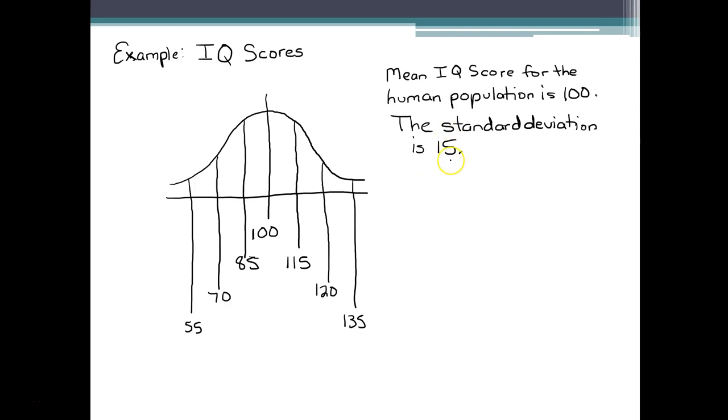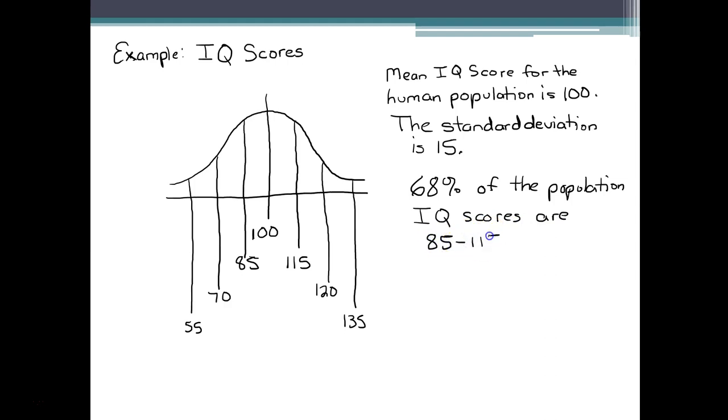Okay, so according to the empirical rule, what's happening here, now the mean is 100, that's the average. 68% of the population IQ scores are 85 to 115. So if your IQ score is somewhere from 85 to 115, then you are part of 68% of the population. Because that's this part right here. That's 68%.